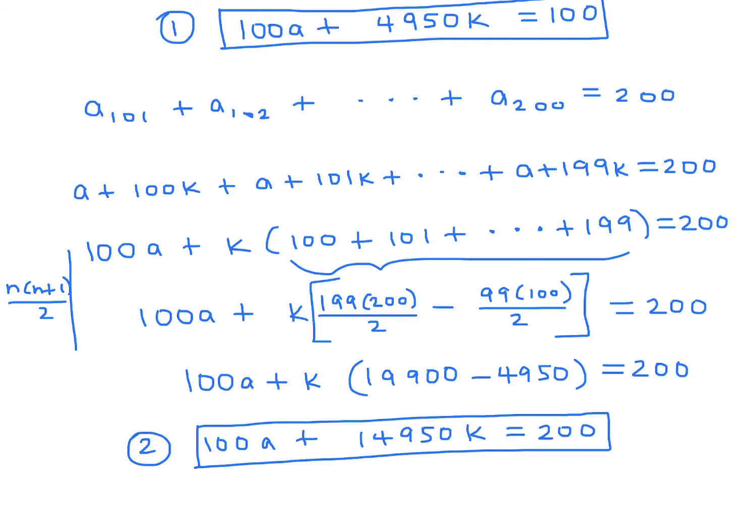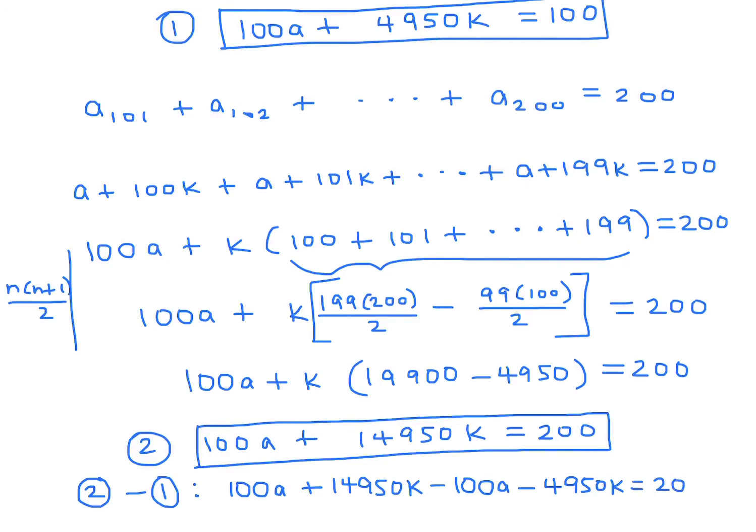Equation 1 and equation 2 are very similar, which is good news. So I can use them to solve for k. And I immediately see that if I subtract one from the other, I will get rid of the a's. So 2 minus 1 would mean 100a plus 14950k minus 100a minus 4950k is equal to 200 minus 100, like that.